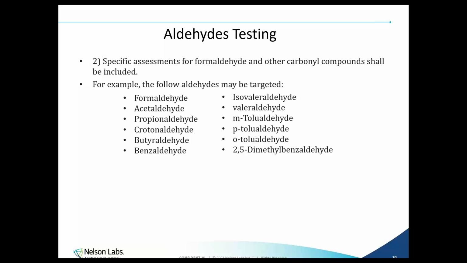The next major change to the standard is it is now suggested that aldehyde testing should take place. It is stated that specific assessments for formaldehyde or other carbonyl compounds shall be included. While there really is no extensive list of the aldehydes that are required, here's a few examples of which aldehydes may be captured within this assessment. Formaldehyde and acetaldehyde are the main ones we believe. This standard also states that if the targeted analysis for this aldehyde testing takes place, we may also omit these compounds below the 1 microgram per meter cubed as discussed previously.